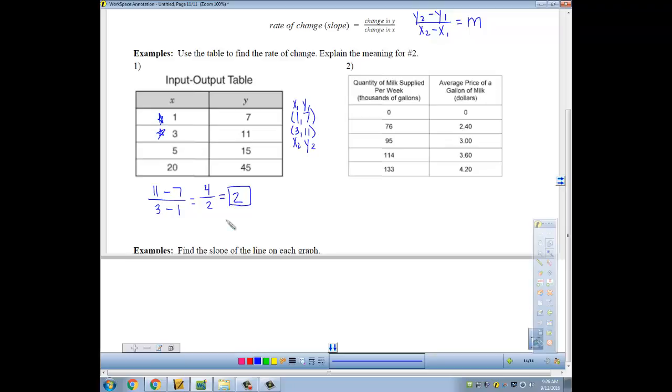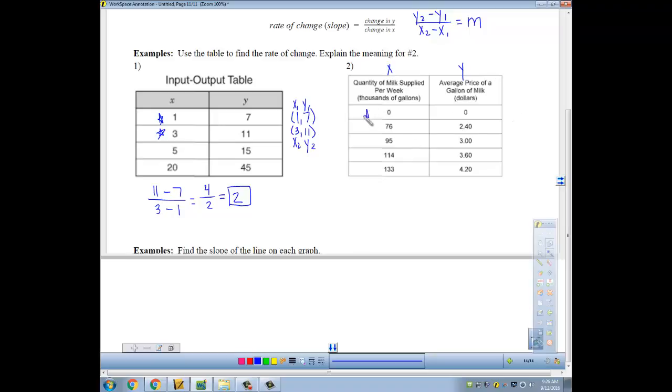For number 2, this is going to be my x column and this is my y column because this is money. And money always goes first because we always want to figure out the price per something. We never really want to figure out how much of something we're going to get per dollar. It's always how much am I going to spend for one of something.